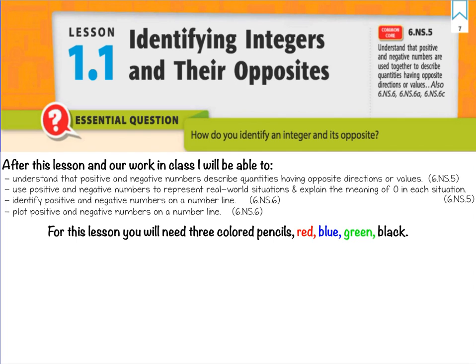Right? So understand that positive and negative numbers describe quantities having opposite directions or values. Use positive and negative numbers to represent real-world situations and explain the meaning of zero in each situation. Identify positive and negative numbers on a number line and plot those positive and negative numbers on a number line. Because we're going to do a lot of plotting, I ask that you have red, blue, green, and black colored pencils. That will help us when we are plotting our numbers on our number line.